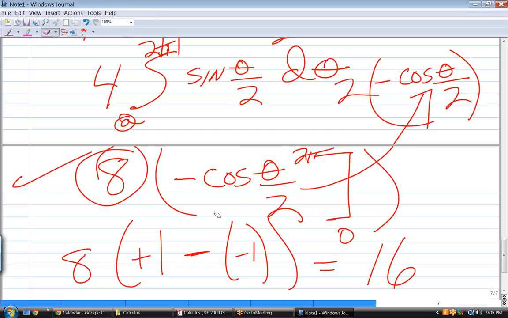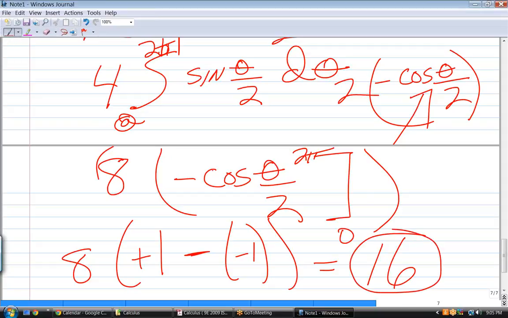Okay. Now it's a simple evaluation, and it becomes plus 1 plus another 1, times 8. So 16 is the length of that cardioid.